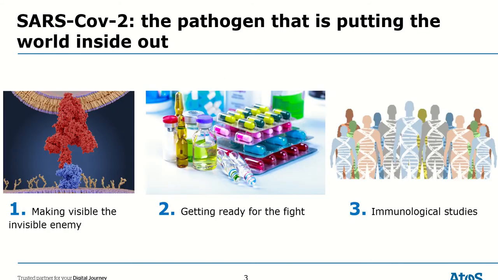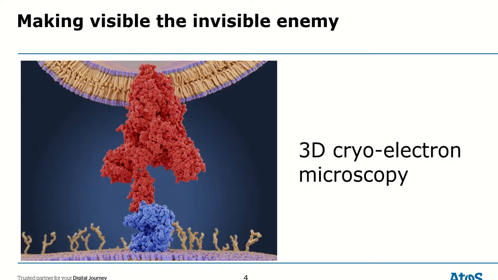But to make this presentation more aligned with the current situation, I decided to organize it in three main steps in the fight against SARS-CoV-2, the pathogen that is putting our world inside out. Let's begin with the structural biology techniques that enable researchers to make visible our invisible enemy. This technique is called 3D electron microscopy.